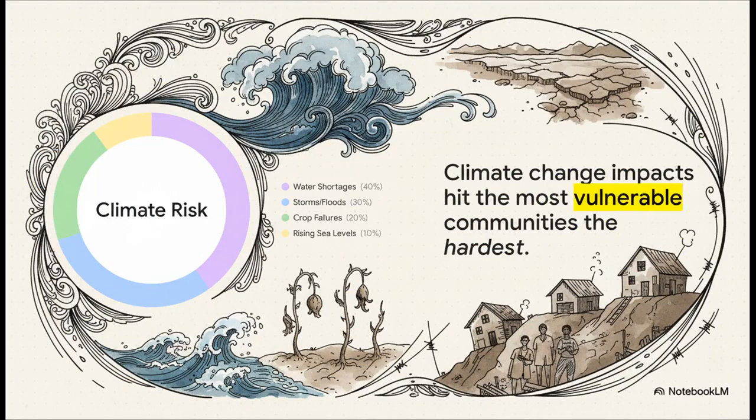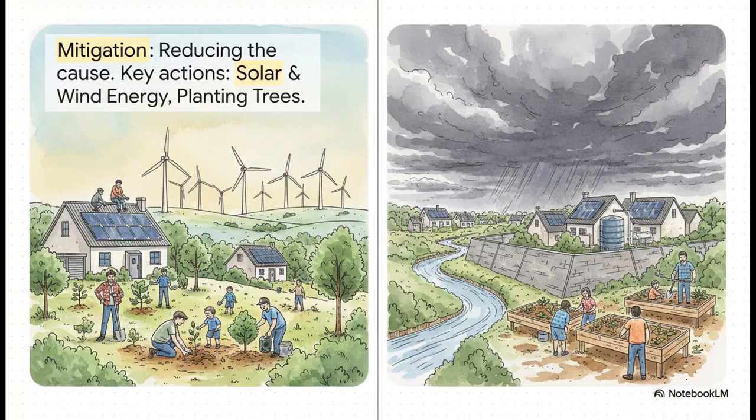Now here's where it gets even more complicated. You throw climate change into this already difficult mix. Climate change is what you call a threat multiplier. The impacts you see here, droughts, floods, failing crops, they don't hit everyone equally. They hit the most vulnerable communities the hardest. And yep, those are often the very same communities living on that marginal land because of the policies of the past. So the way forward really has two parts.